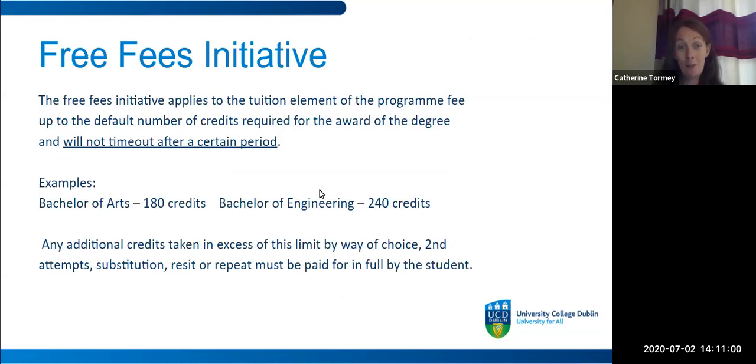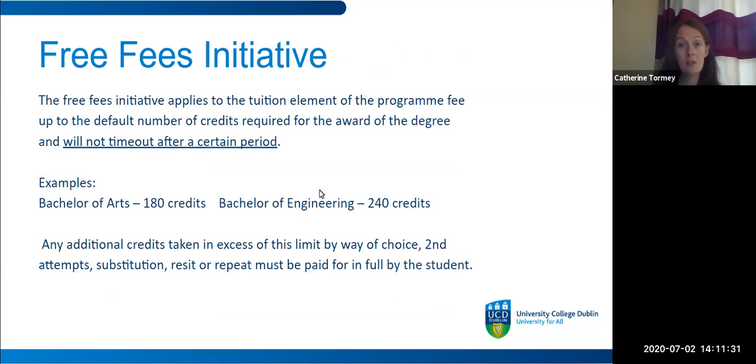So this is a bit of a mouthful, but the Free Fees Initiative applies to the tuition element of the programme fee up to the default number of credits required for the award and will not time out after a certain period. So what that means is, if for example you're taking a Bachelor of Arts, which is a 3-year degree, a 3-year degree is 180 credits. So the Free Fees Initiative will cover you up to 180 credits, no matter how long it takes you to complete those 180 credits. Now that's not the same for SUSI.